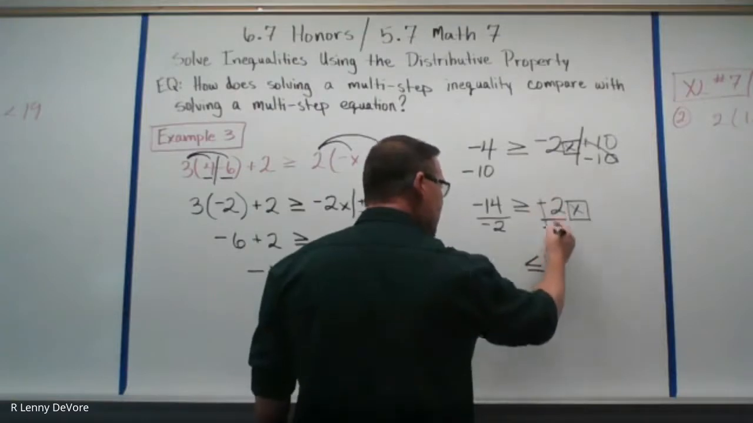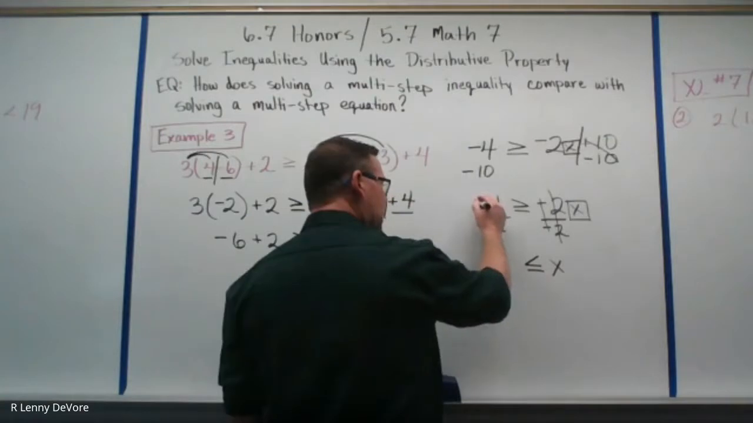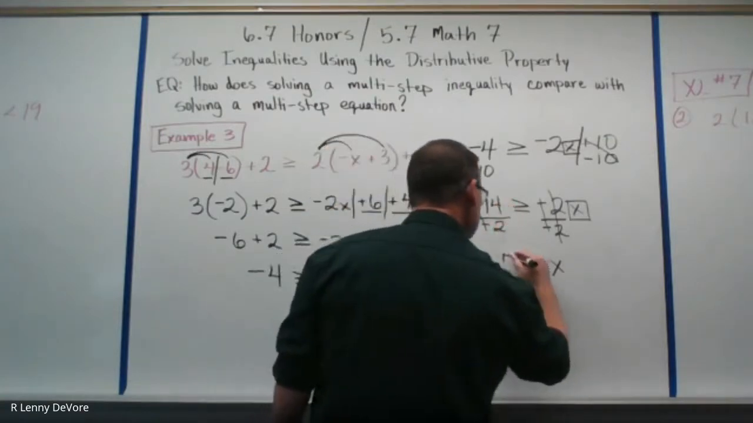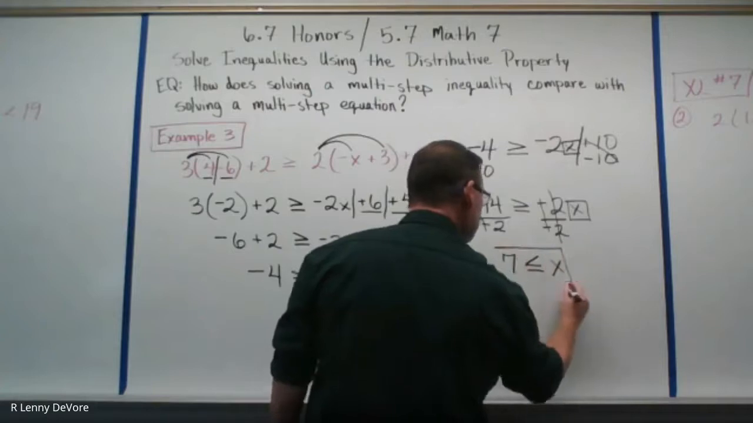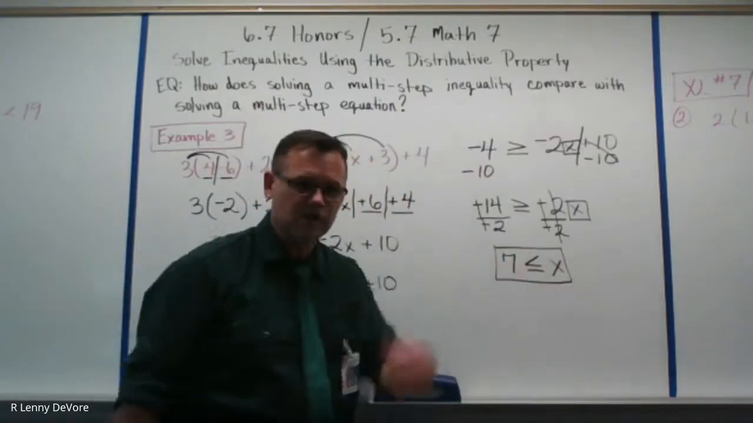These two cancel out. These cancel out. X by itself, like I said. Negatives cancel out here. 14 divided by 2 is 7. That's my answer. Okay, guys, that's my answer.